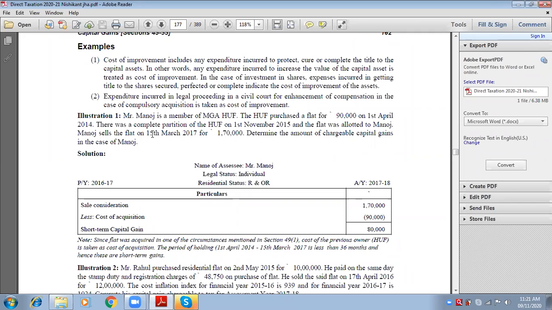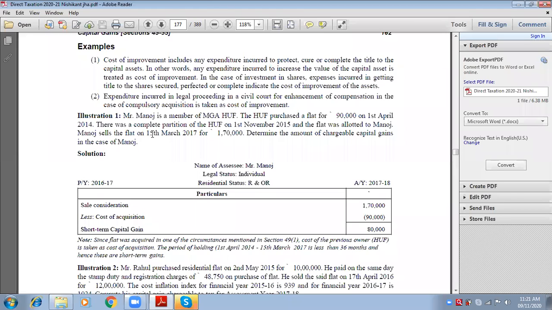Now that house property, that flat, has been sold on 15th March 2017. That means the period of holding is less than 3 years. If it is less than 3 years, then the format has to be applied for short-term capital gain. Write down, I will tell you.